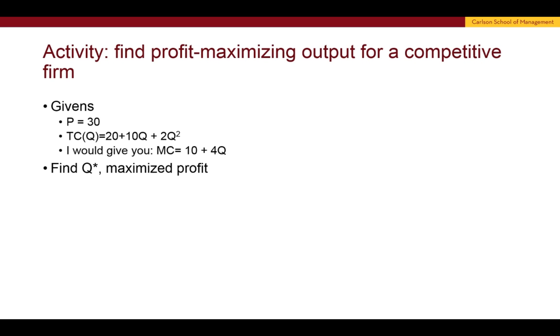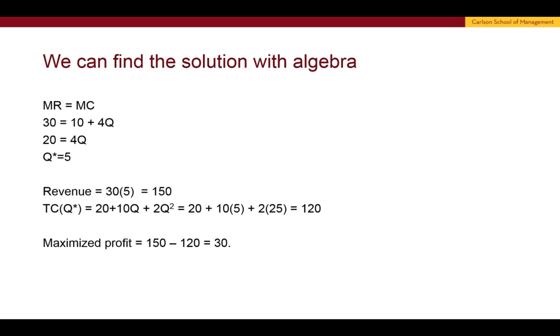Now, one nice way to get clarity about how all this stuff works is to do a problem. So let's do this activity. Let's find the profit maximizing output for a competitive firm. In a problem like this, you need some givens. You need to know what the price is. You also need to know the firm's total cost curve. So here I've said that the price is 30 and the total cost function is 20 plus 10 times Q plus 2 times Q squared. I would also give you the marginal cost curve, which here is 10 plus 4 times Q. And so the task generally is to find the profit maximizing quantity of output Q star, as well as the maximized profit. Well, we can do this with algebra.